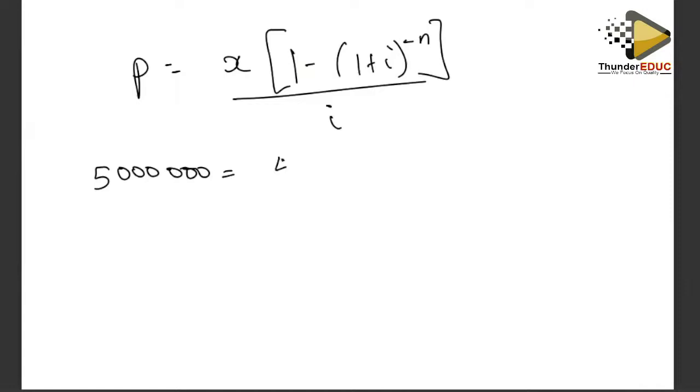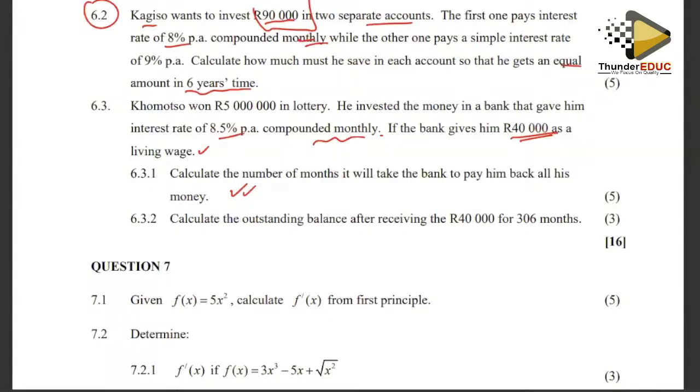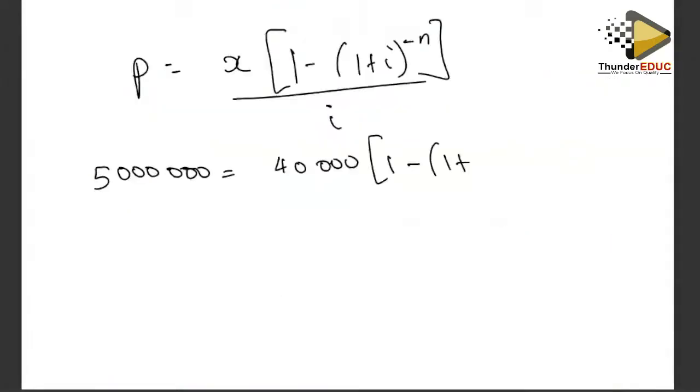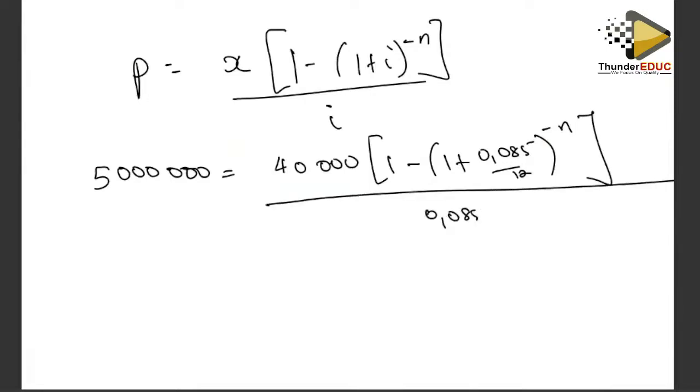Okay, our X is 40,000 into 1 minus 1 plus the interest rate, 8.5% monthly, which is 0.085 over 12, to the exponent of negative 12n. Wait a minute, how many months? Let me just leave it as n, because if I say negative n, I'll be looking for the years. Okay, dividing it by 0.085 over 12.